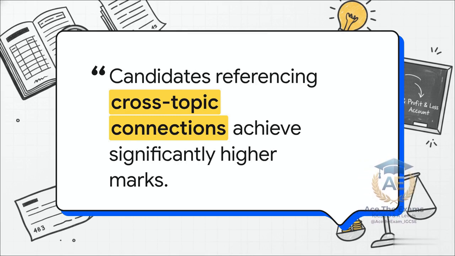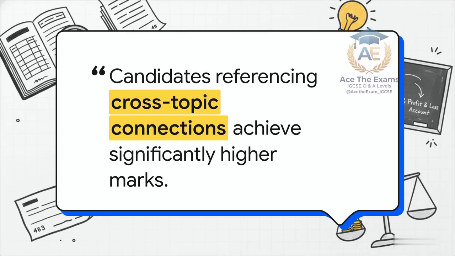To unlock the highest marking bands, you have to figure out how to integrate definitions from incomplete records with concepts from, say, partnership accounts or depreciation. I actually tasked 2 of our top scholars, let's call them Alex and Sam, to figure this out. I told them, show me how this cross-pollination works, because that is exactly what the examiners are hunting for.